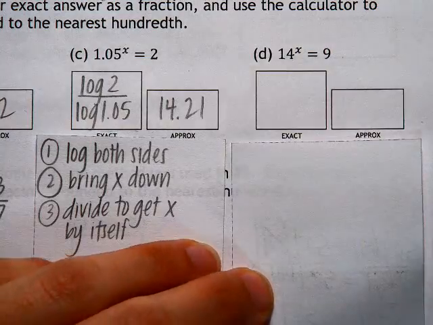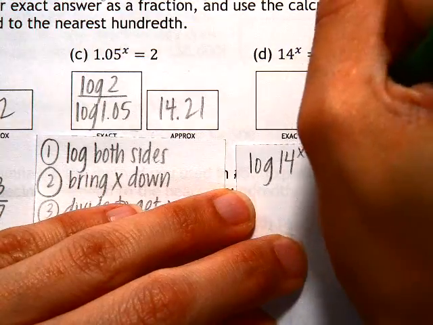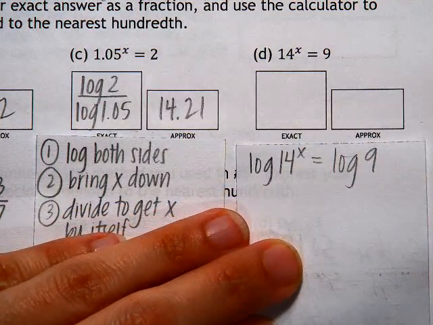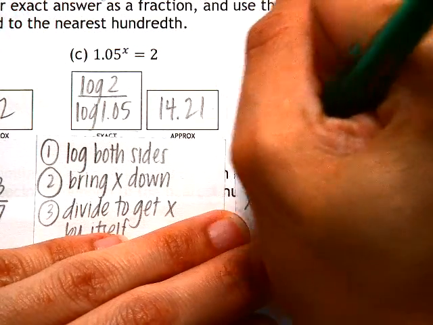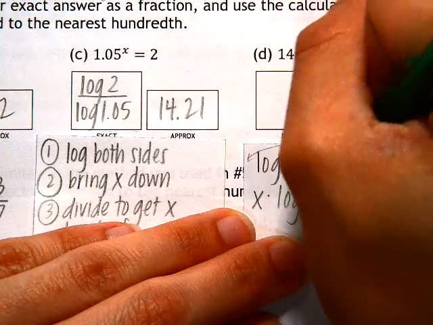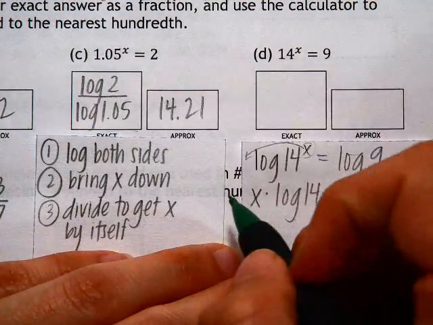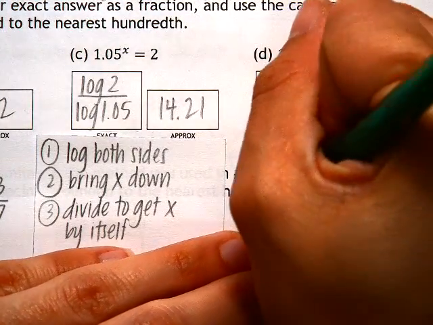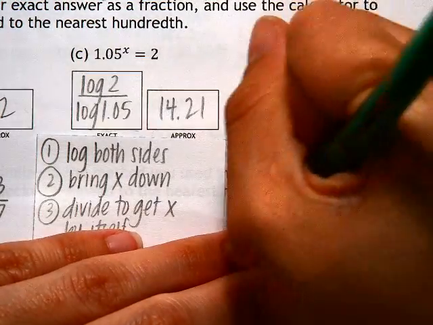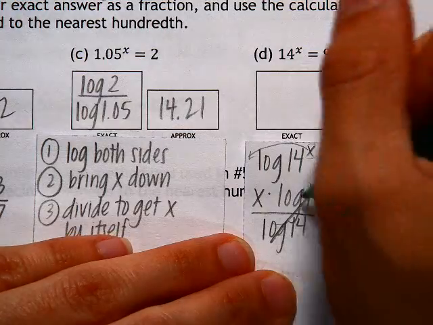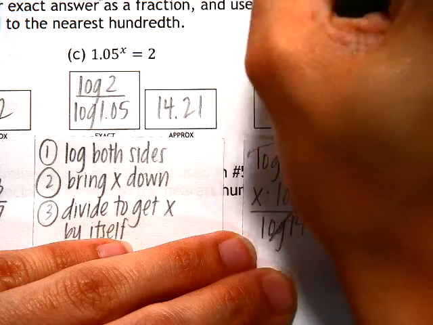First step, log both sides. So log 14 to the x equals log of 9. Second step, bring the x down. There it is as a power, bring it down to the front. X times log 14 equals log 9. Last step, get x by itself by dividing on both sides. Divide by log 14, divide by log 14. Those cancel, so you get x by itself, and now you have your fraction, log 9 over log 14.